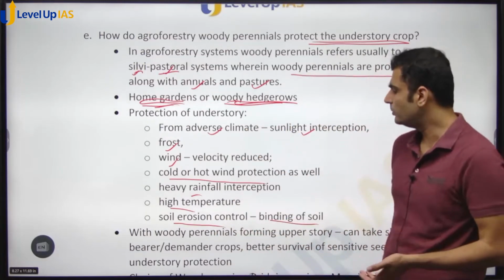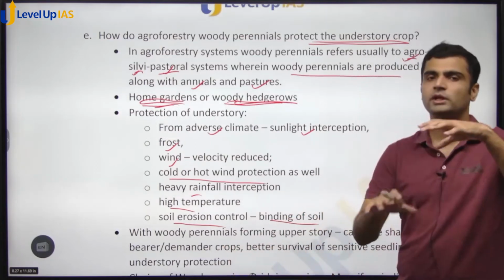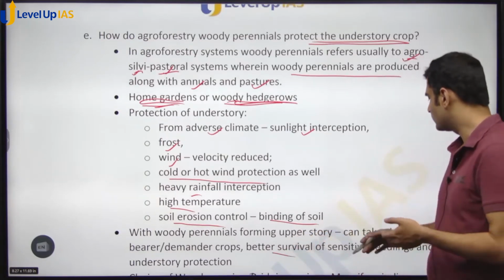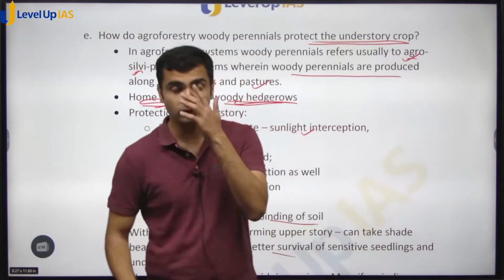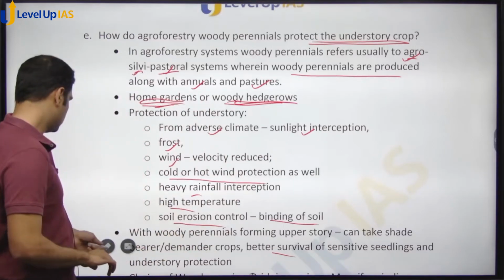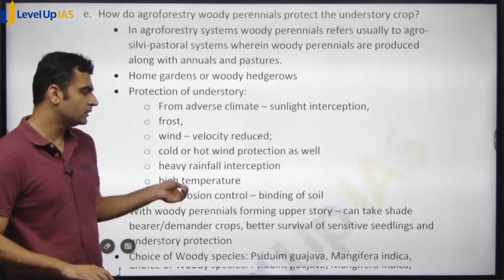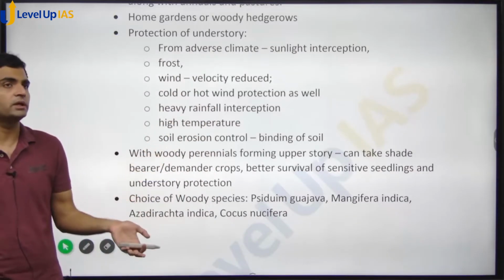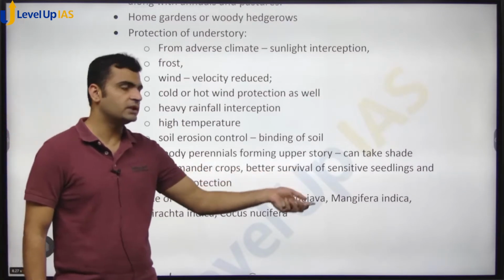And with woody perennials forming the upper story, we can take shade bearer or shade demander crops in its shade as understory. A better survival of sensitive seedlings and understory protection. So basically that's what we do in our uniform shelterwood systems as well, wherein in the shade of the upper story, the understory is protected, and better survival of sensitive seedlings is ensured.